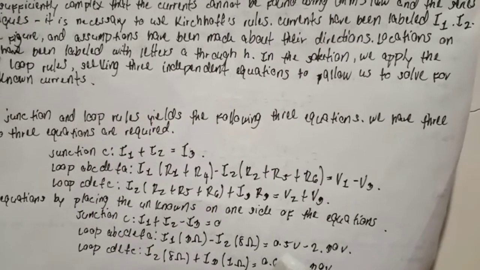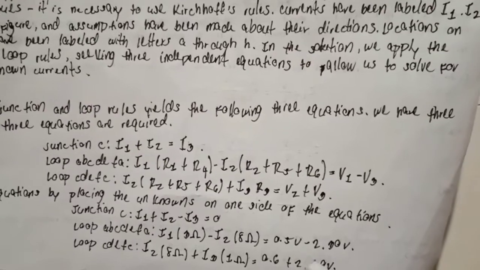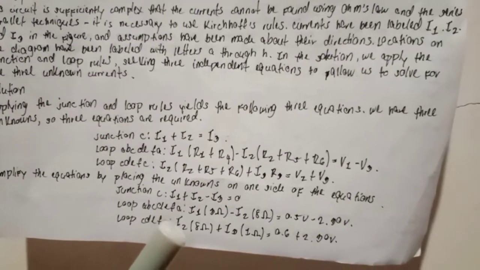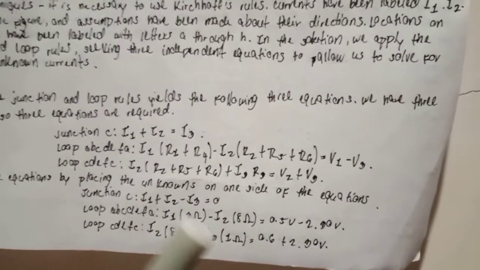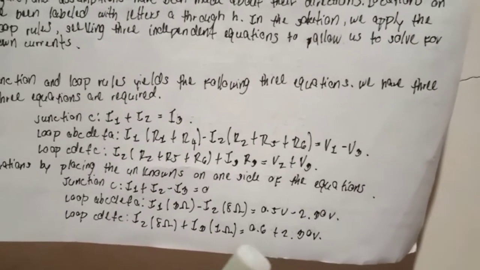0.5 volt minus 2.30 volt. Loop C, D, E, F, C: I sub 2 times 8 ohm resistor plus I sub 3 multiplied by 1 ohm resistor is equal to 0.6 plus 2.30 volt.